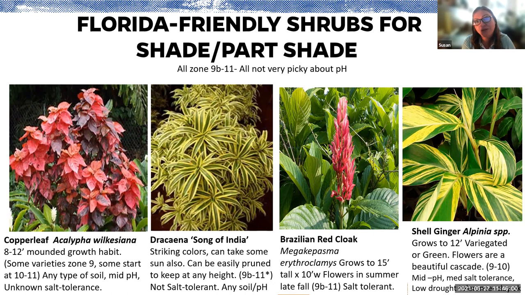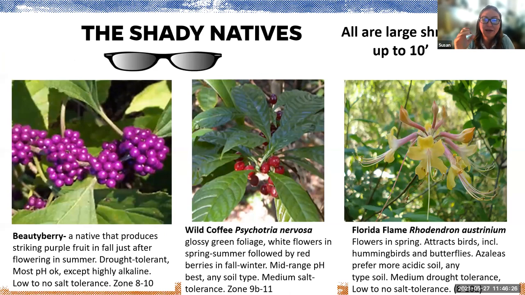And shell ginger is another one for deep shade areas. It looks much better. You've probably seen it looking kind of peaked if it's placed in full sun. It really doesn't look that great. But in full shade, it's really quite beautiful. And it does bloom with really pretty cascades of lovely, gingery scented flowers. It's quite lovely.